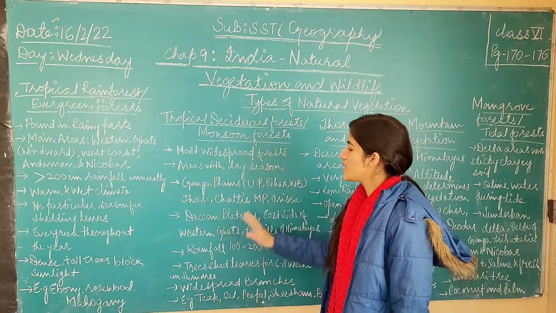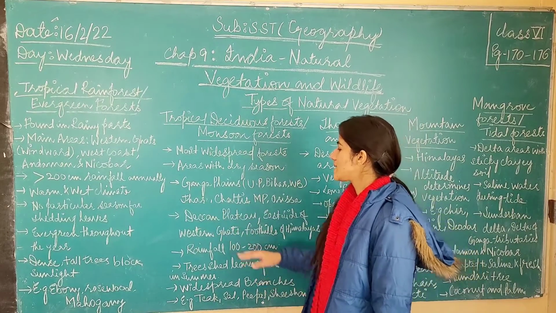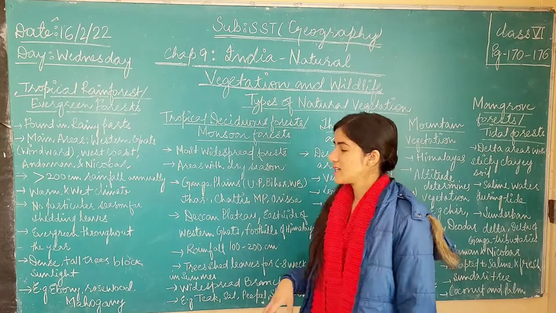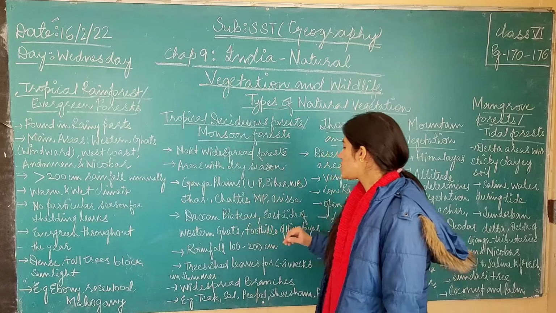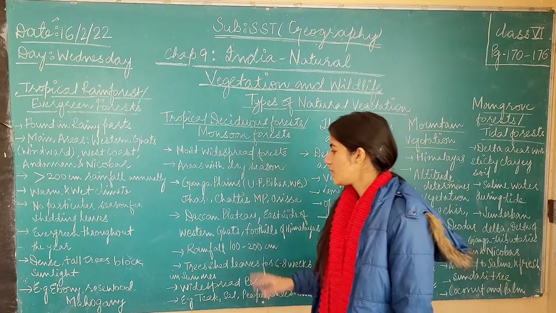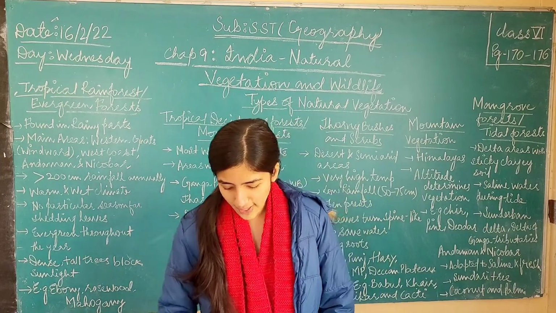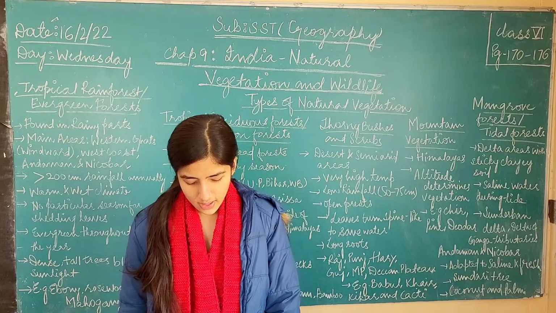And then these types of forests are also found in the Deccan Plateau. Where is the Deccan Plateau? The Deccan Plateau is in the central part of India and in the southern part of India. They are also found in the east side of the Western Ghats. You know where the Western Ghats are? You can see this orange part in the map on page 171 is the Western Ghats.